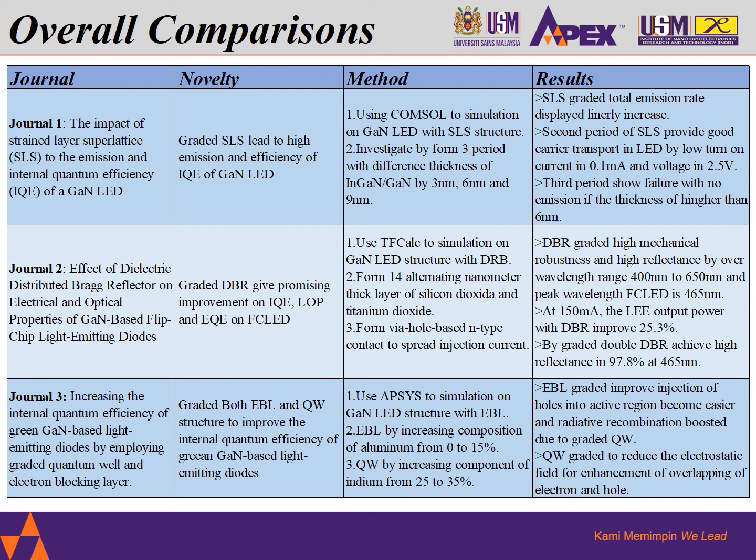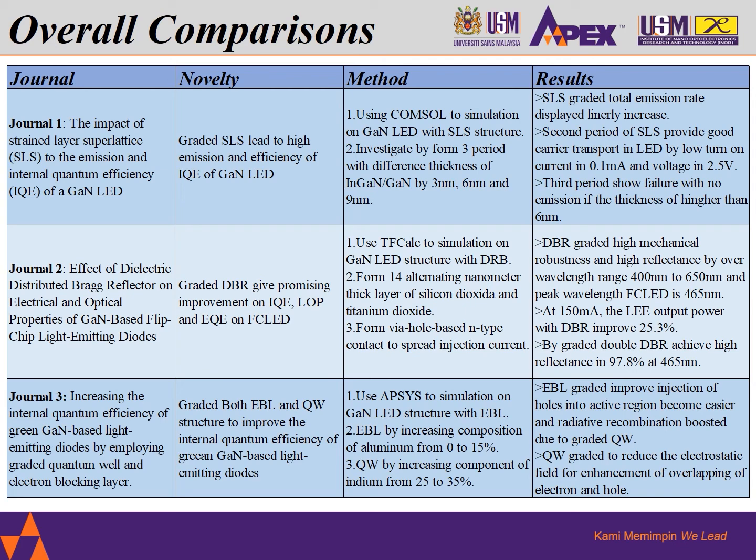As for the last one, journal 3 is about the EBL and the quantum well. The novelty is the structure to improve the internal quantum efficiency of green GaN-based light emitting diode. As for the method, they use APSYS to simulate the GaN LED structure with EBL. Second, the EBL has aluminium composition increased from 0 to 15%, and the quantum well has indium composition increased from 25 to 35%.